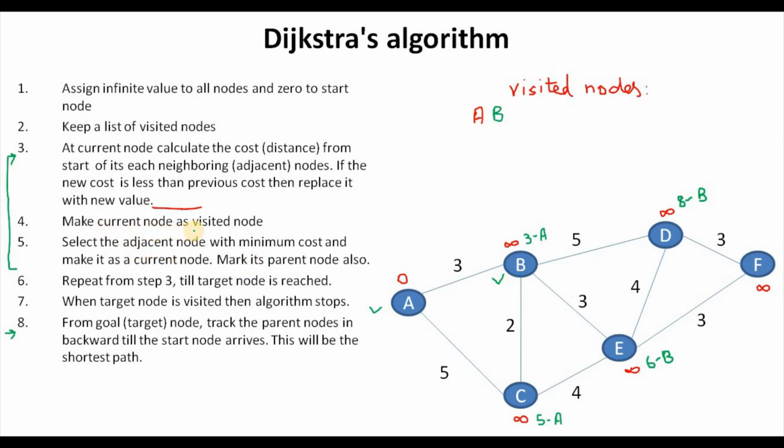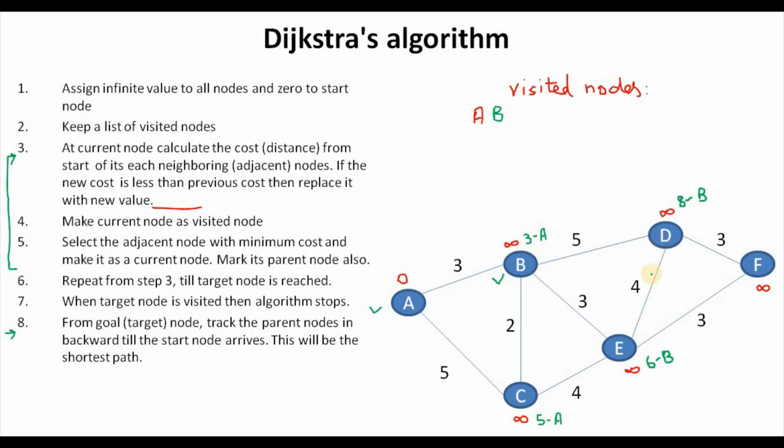Make current node as visited, which we have already done. I think this step should be before, or I should say later, because I first add the node and this step comes later. So I need to synchronize with this. Okay, let's go to step number 5, which says select the adjacent node with minimum cost and make it as a current node.